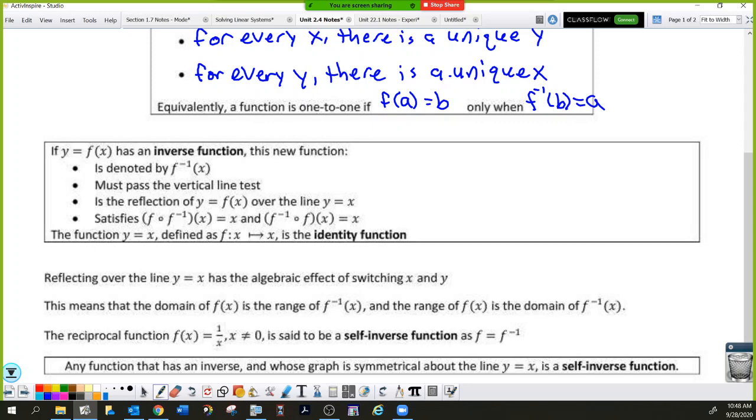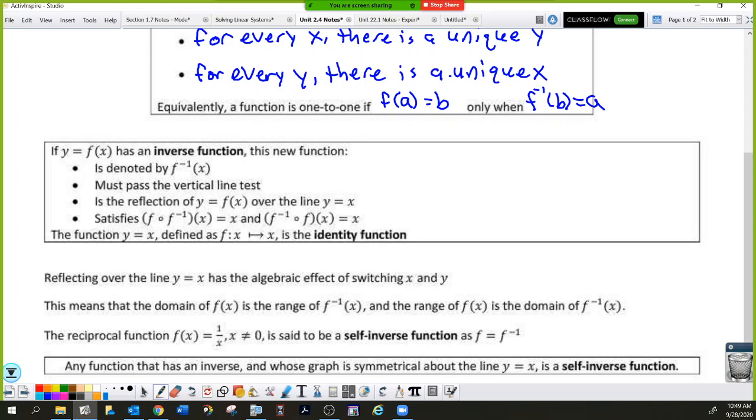And so the function y equals x is defined as mapping x onto x. We just call this the identity function. Cool beans? It's its own identity. Y equals x, x equals y. I mean, its own inverse. Sorry, wrong I word.